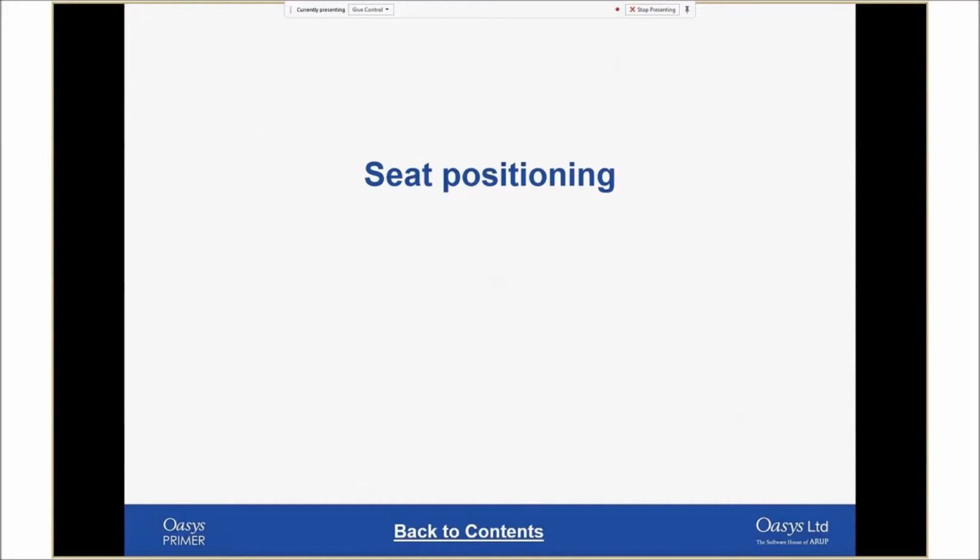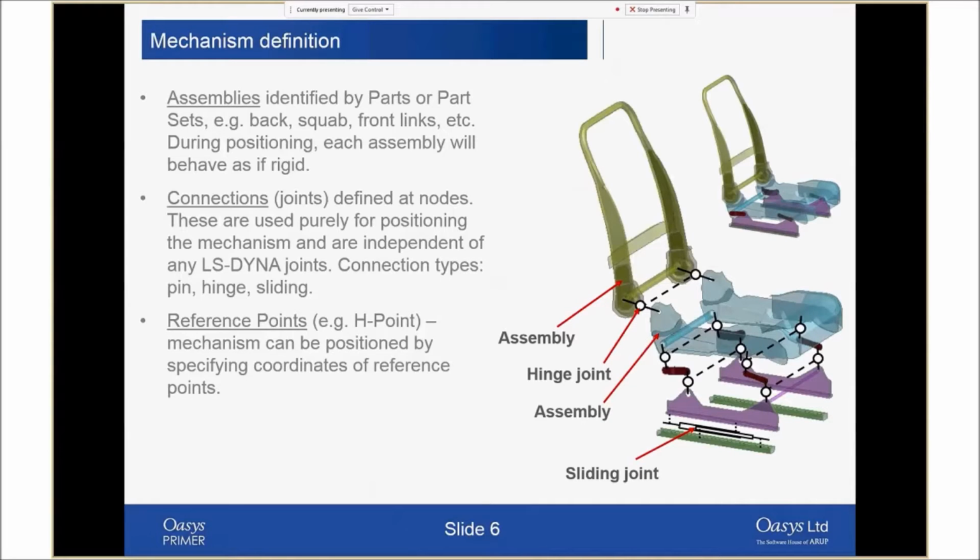So first thing we're going to talk about is seat positioning. To position a seat model in Primer, you need to create something called a mechanism. A mechanism definition is something that you create in Primer and allows you to move the various components of a seat around. And a mechanism definition is made up really of three different components.